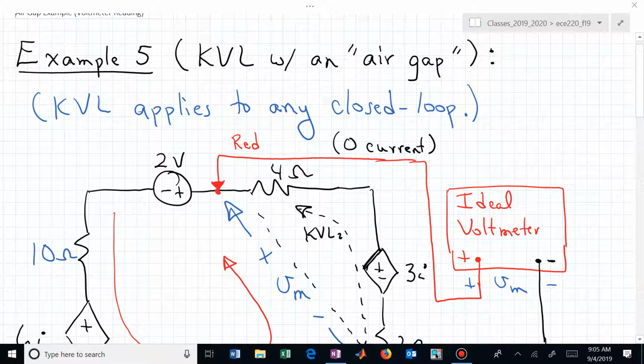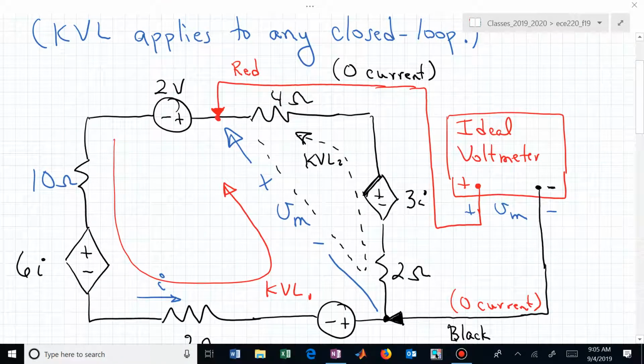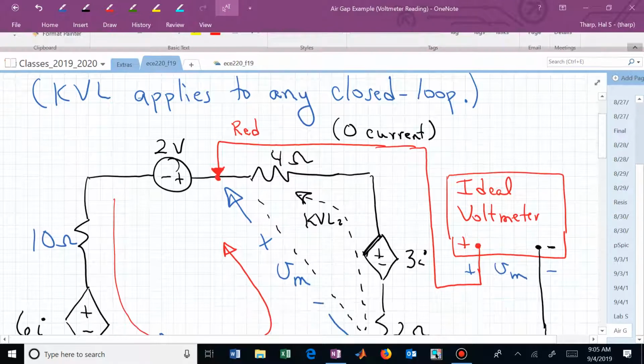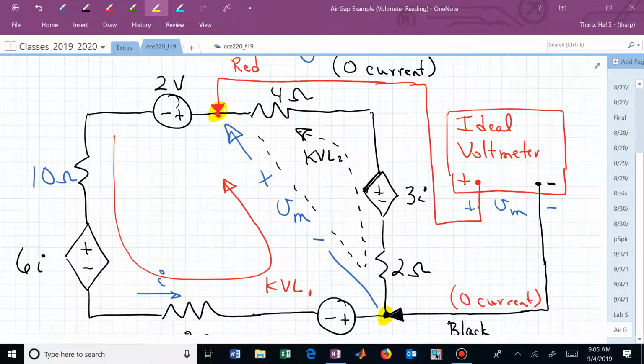But this was the KVL with an air gap. The air gap actually is associated with the voltage between these two highlighted nodes. And so you could think of that as some voltage drop between the top node and that bottom node.